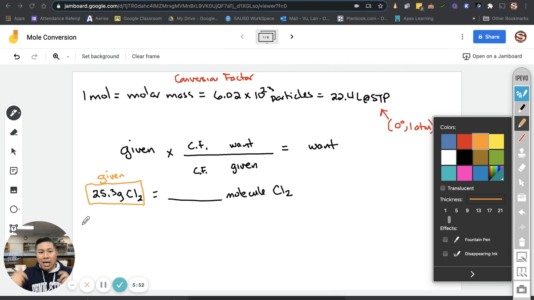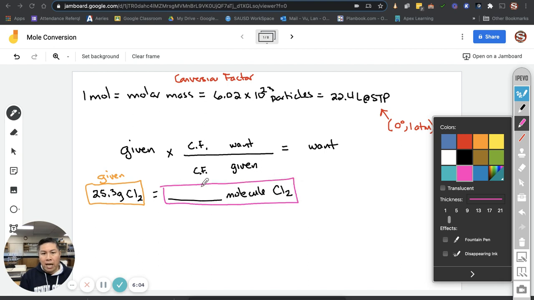Okay. And in a sentence, again, you're looking for what? You're looking for a number, the mass or the unit, and of course the substance. That's the given. What do you want? Well, they're asking for the number of molecules of chlorine gas. Okay. So that's what you want. So first we have to have that. And once we have that, we have this given and we have this one. So we know where we're starting and we know where we would end.